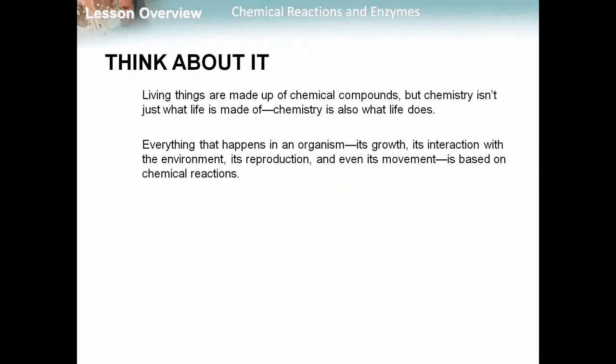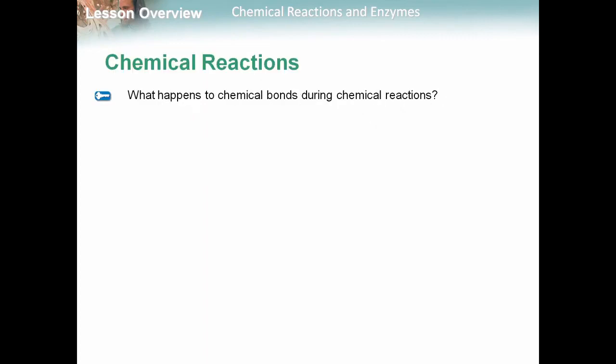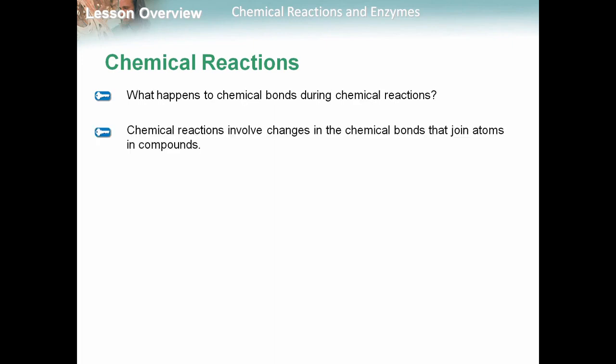Think about it. Living things are made up of chemical compounds, but chemistry isn't just what life is made of, chemistry is also what life does. Everything that happens in an organism, its growth, its interaction with the environment, its reproduction, and even its movement is based on chemical reactions. What happens to chemical bonds during chemical reactions? Chemical reactions involve changes in the chemical bonds that join atoms in compounds.